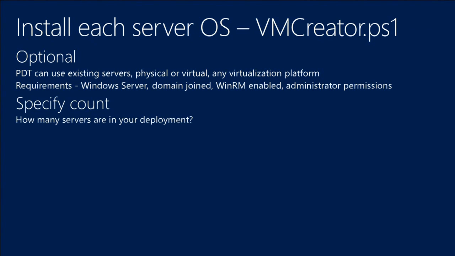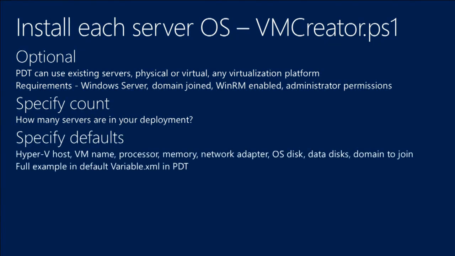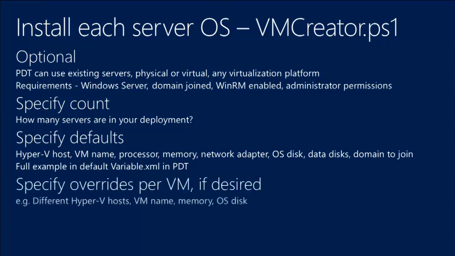This is pretty simple. All you have to do is specify how many servers you need, specify some defaults, so which Hyper-V host they're going to get installed on, what you want the name to be, and it uses a prefix and a count, so server 1, 2, 3, 4, etc. What the defaults are in terms of amount of processor, amount of memory, disks, network adapter, domain to join. You can then also specify overrides. So if you want to use specific names, if you want to use multiple Hyper-V hosts, you can override any one of those settings for any VM.